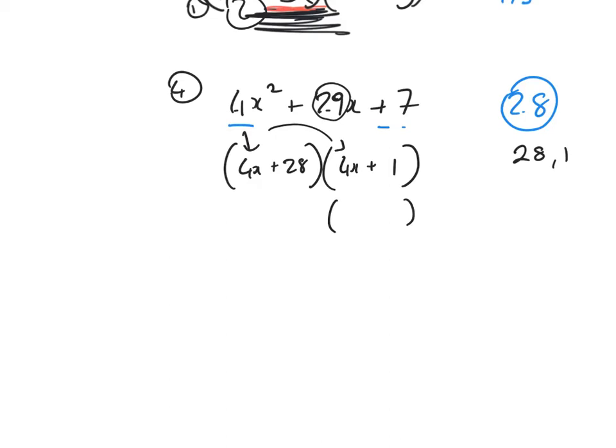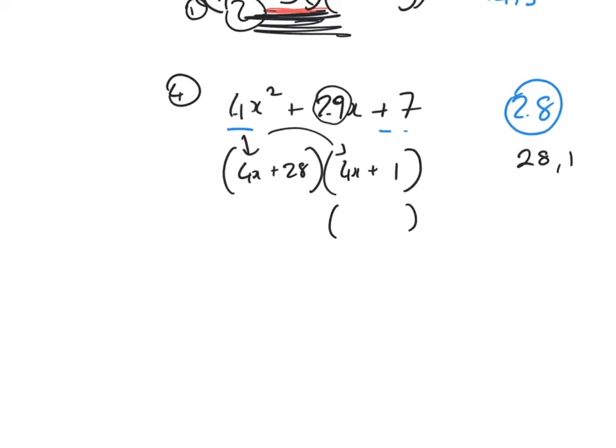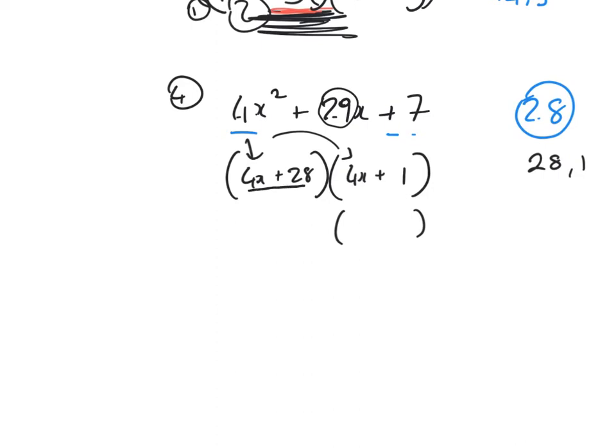First bracket. From 4x plus 28, I can take out the highest common factor of 4. It's always the highest common factor. 4 into 4x is x, 4 into 28 is 7. Second bracket, I can't factorise that any further. There's no common factor to take from 4x and 1, so it's just 4x plus 1. Final answer: (x plus 7)(4x plus 1).